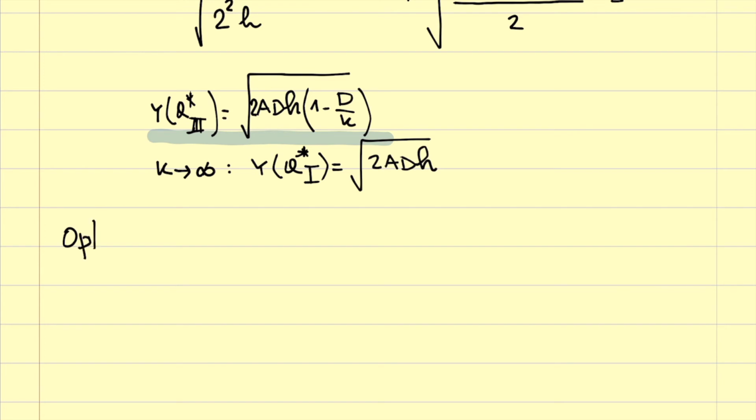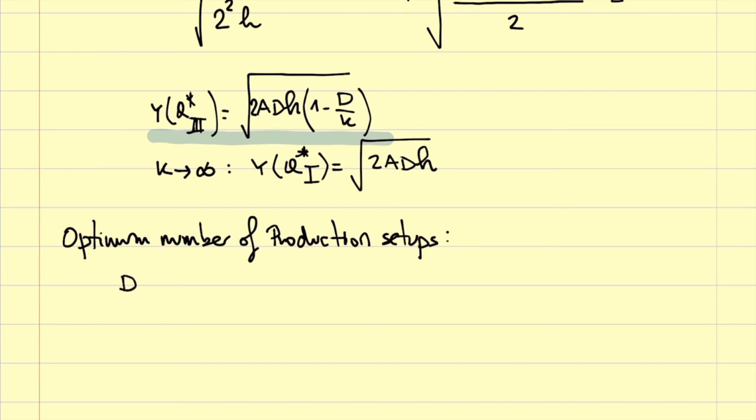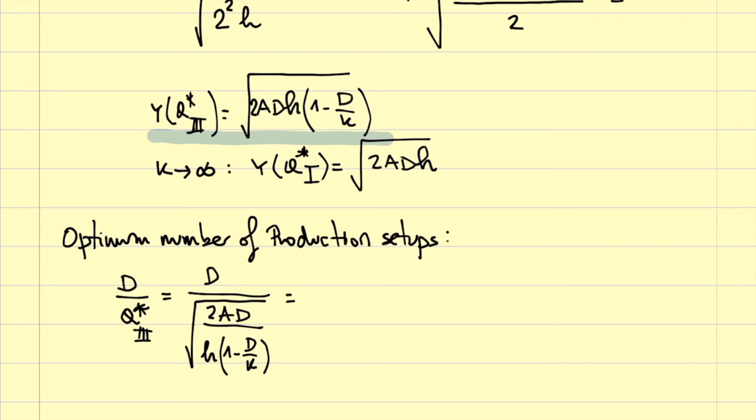Okay. The optimum number of production setups is given by D divided by Q star, and this is D divided by 2AD over H times 1 minus D divided by K, which equals H D times 1 minus D divided by K divided by 2 times A. Okay.